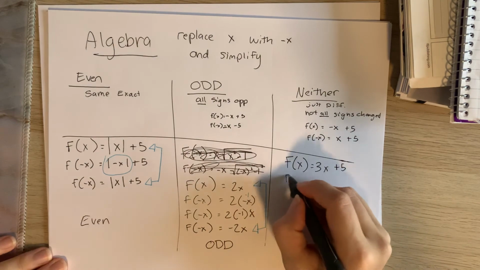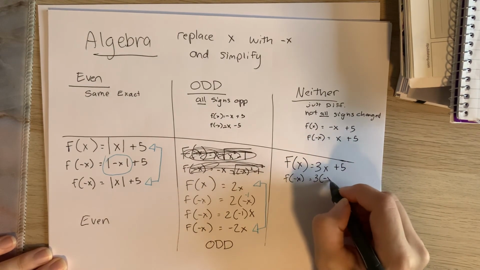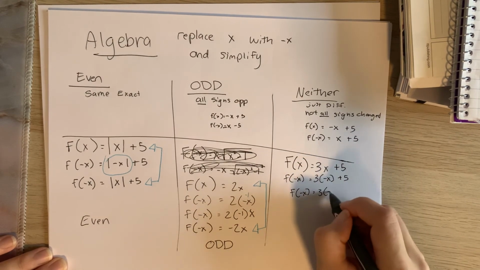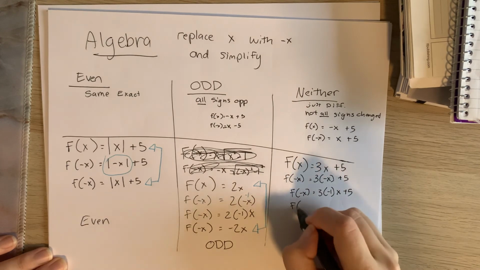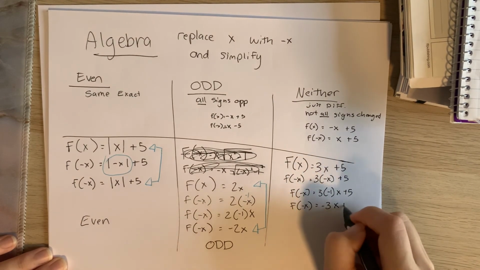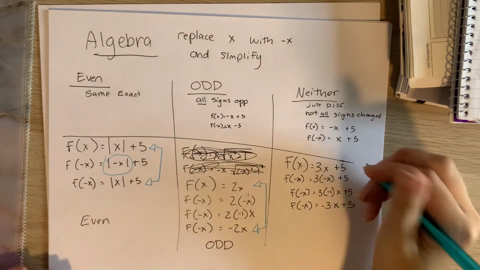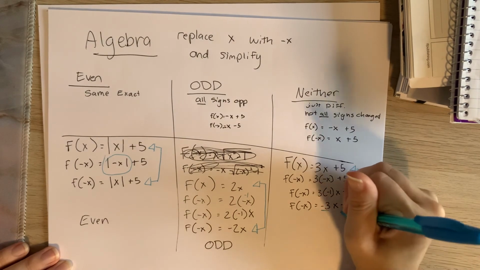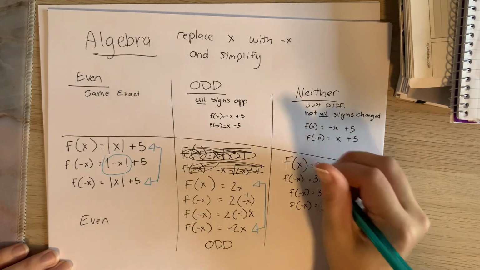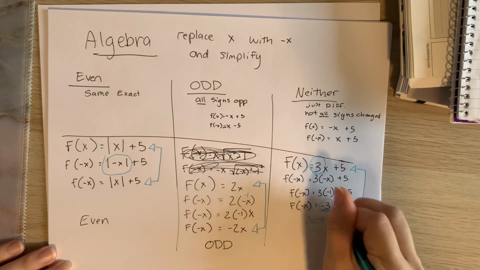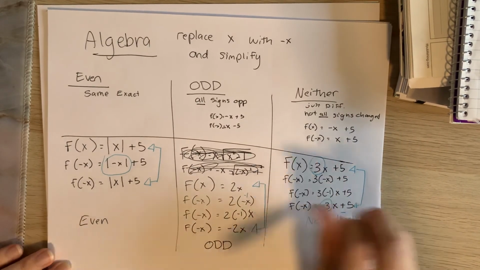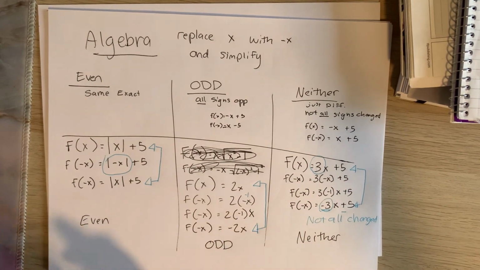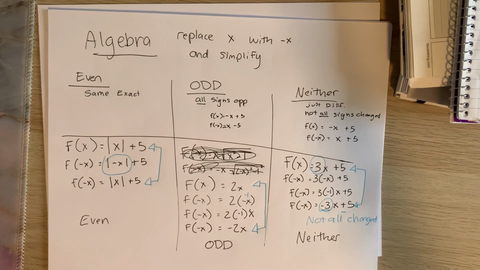In my last example, make all the x negative. If I compare the beginning, positive 3, positive 5, negative 3, but still positive 5. So only one sign changed. So that means it has to be a neither. They didn't all change. And that is how you do it with algebra.